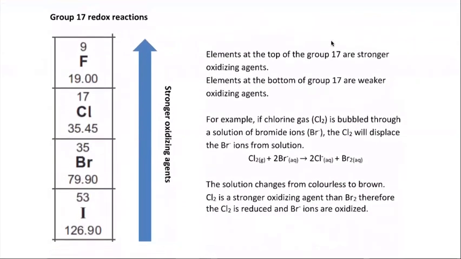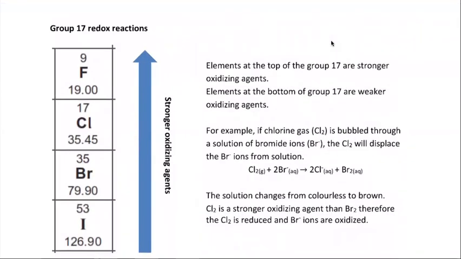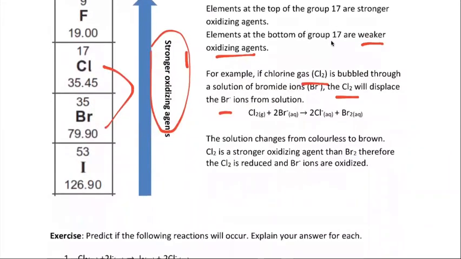So just like we have the activity series for metals, for the halogens in group 17, the stronger oxidizing agents are going to be towards the top. So fluorine's the strongest. The ones at the bottom are weaker oxidizing agents. So for example, if you have chlorine gas and you bubble it through a solution that has bromide ions, chlorine will displace bromine because it's above it in group 17. And so what you need to be aware of here is you need to be able to describe the changes.